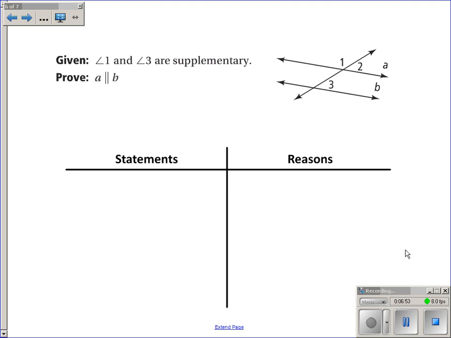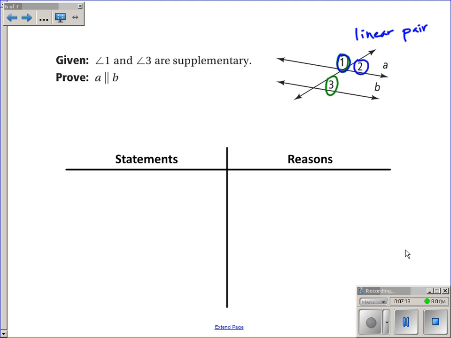Now keep in mind that we can't use any of our postulates or theorems that rely on things being parallel, because we don't know that yet. But what we do know, what we're given, is that 1 and 3 are supplementary. And we also know something about 1 and 2. 1 and 2 are also supplementary because they're a linear pair.